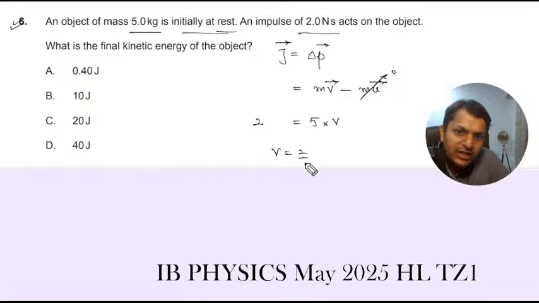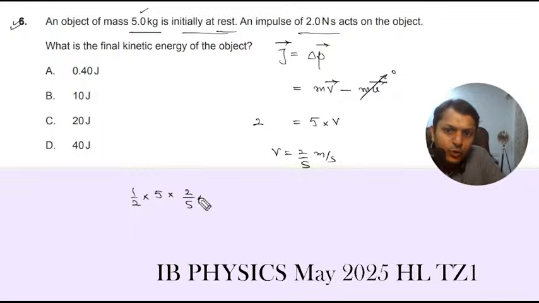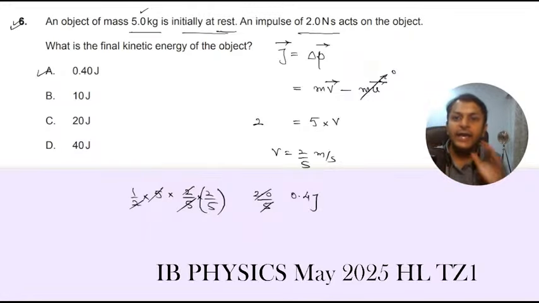So the velocity that the body gets is 2 by 5 meter per second. The mass is 5 kg. Now you can find the final kinetic energy, half m v square. So it is 2 by 5, 2 by 5, 5 and 5 get cancelled out, 2 and 2 get cancelled out. It is 2 by 5, so it is 2.0 divided by 5, which gives you 0.4 joule as the correct answer. So A is absolutely the correct answer.